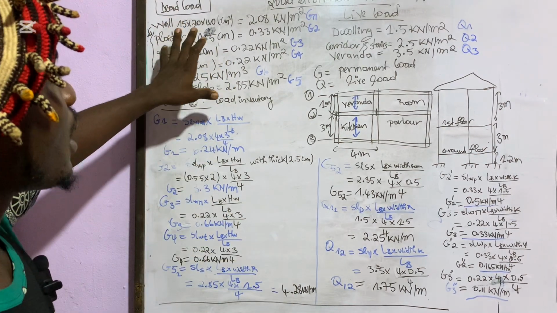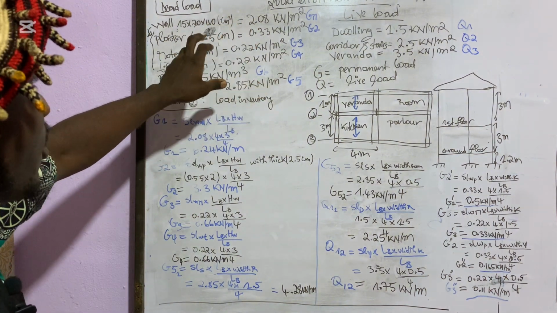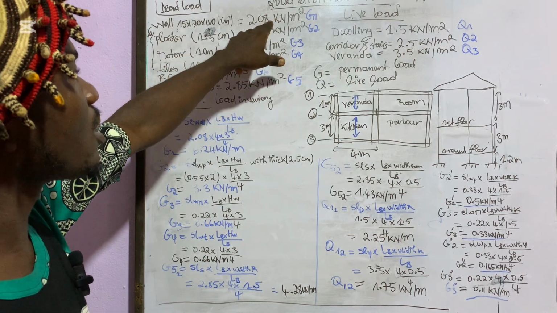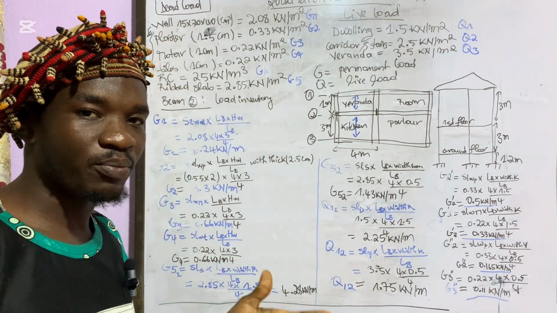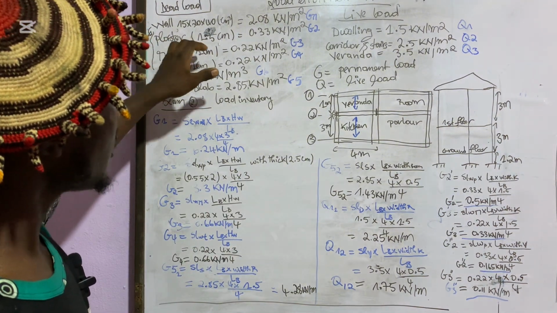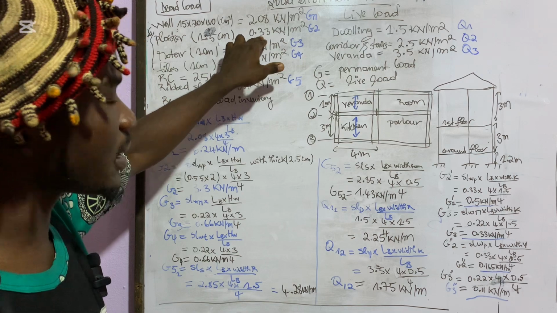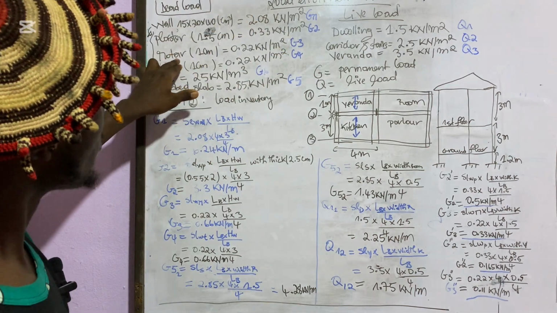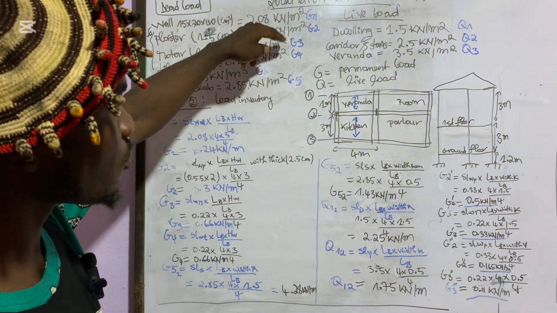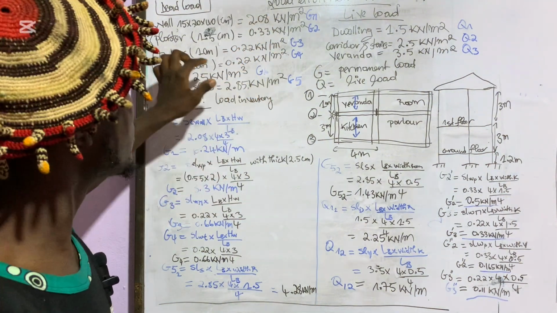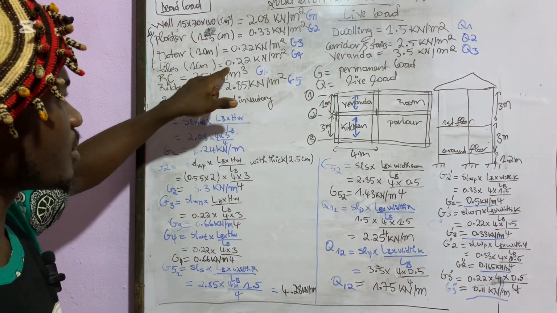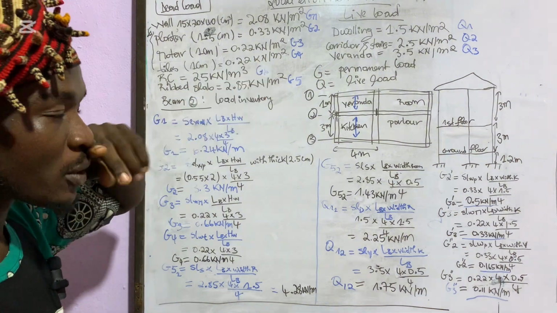I've already given the self weight of the various elements. If we are working with block 15 by 20 by 30, the self weight is 2.08 kilonewton per meter square according to BAEL. Then we also have the plaster at a thickness of 1.5 centimeters. The mortar here will be 0.22 kilonewton per meter square. Remark that most of them are in kilonewton per meter square. The mortar is for a thickness of 1 centimeter. The tiles at a thickness of 1 centimeter are also 0.22 kilonewton per meter square.